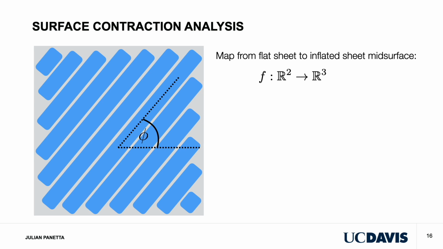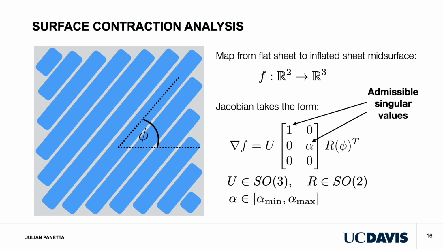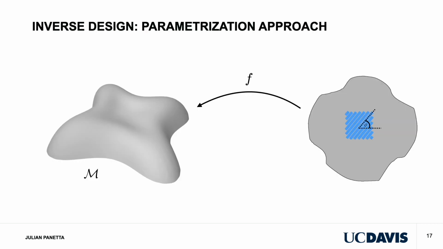Our insight about the tube's anisotropic contraction behavior can be formulated in terms of this mapping. Specifically, the singular value decomposition of the mapping's Jacobian must take the following form. This simply says that the map preserves lengths along the tube directions phi and contracts the transverse lengths by an admissible factor alpha. We now understand the space of maps F that correspond to a feasible inflation of a flat sheet into a 3D shape. To solve the inverse design problem, we seek a flattening of the surface that looks like the inverse of one of these maps.